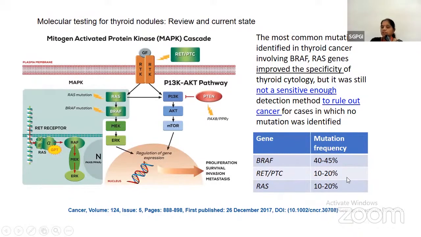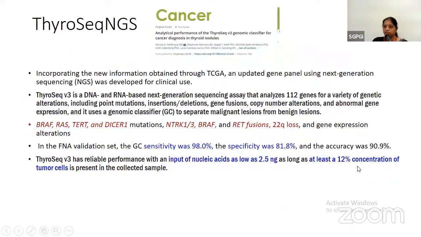But what is the frequency of mutation in thyroid neoplasms? BRAF, again, it differs. If you look at some Korean studies, the mutation frequency is nearly 80-85%. But in general, this is the rate: 40 to 45% is the BRAF positivity, RET/PTC 10 to 20%, and RAS in about 10 to 20% of the cases. So what are the platforms available for molecular testing?